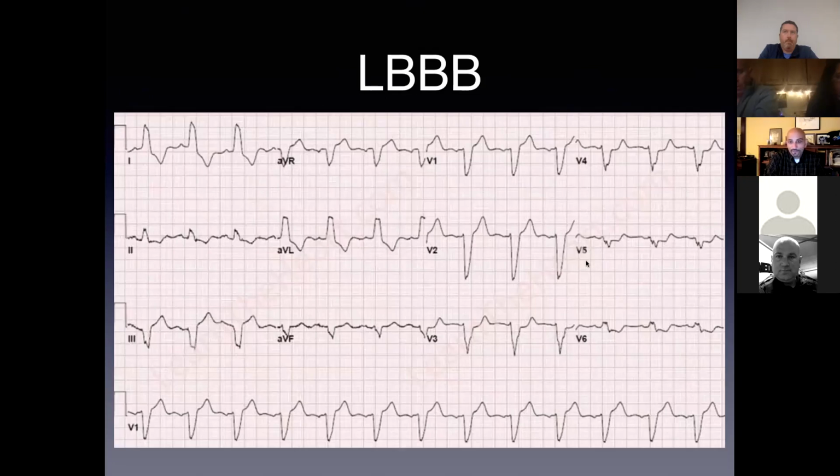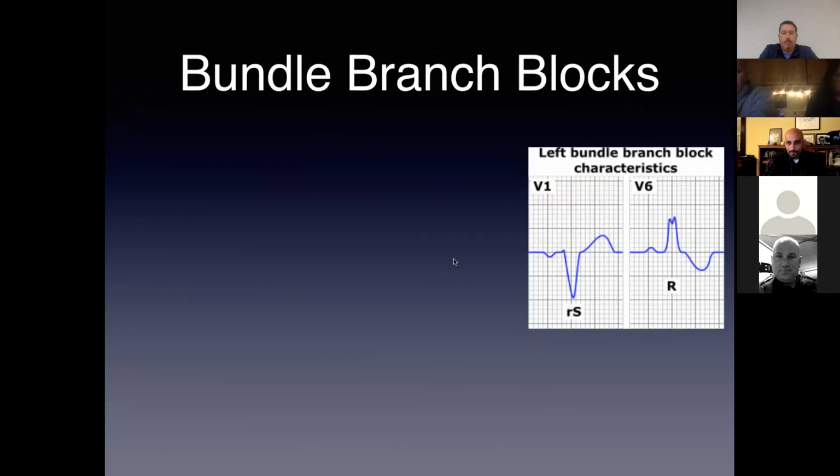And so here is a left bundle branch block. It's usually negative in V1, positive in V6, positive in 1, positive in AVL. So again, you've got one bundle branch that's conducting quickly, the other one that's not conducting at all or conducting slowly. And so it's going to be a wide QRS. Left bundle branch block is going to be positive in the left leads. A right bundle branch block is going to be positive in V1 and V2 in the right leads. Make sense?